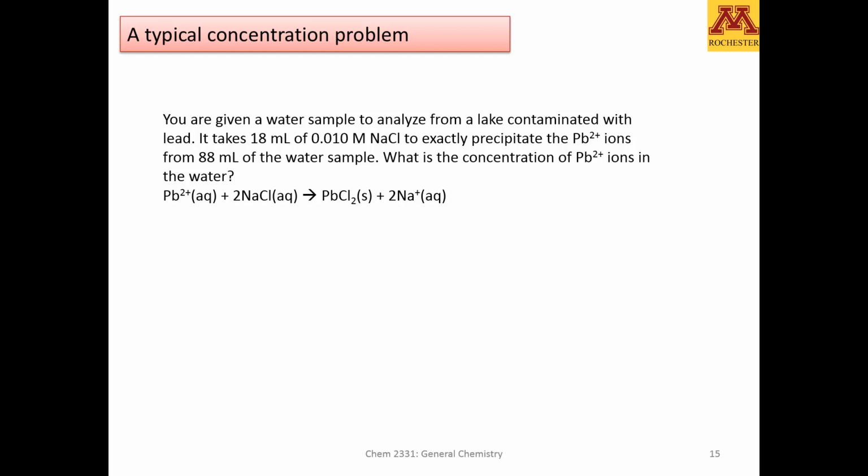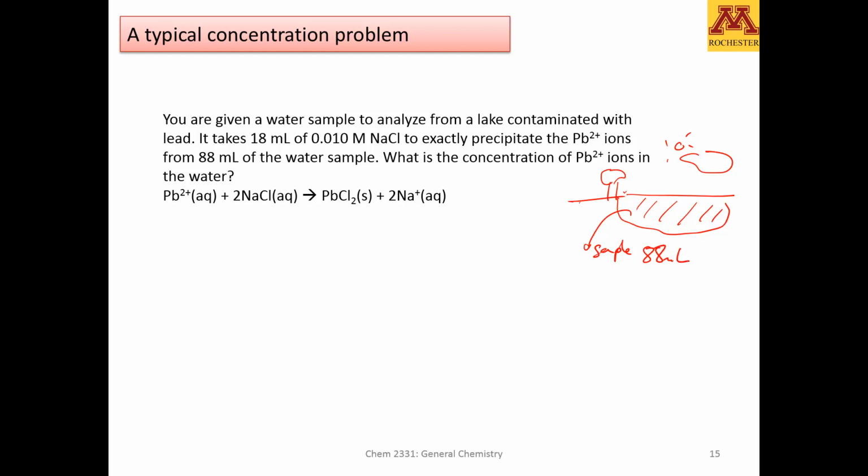You're given a water sample to analyze from a lake contaminated with lead. So let's say that we have, with some imagination, this is a lake. These are some waters and some clouds, and here's the sun. And this is the lead that is contaminating it, and we have taken a sample from it. It says that it takes 18 milliliters of sodium chloride, that's not lead, to exactly precipitate the lead ions from 88 milliliters of the water sample. So we have taken 88 milliliters of sample.